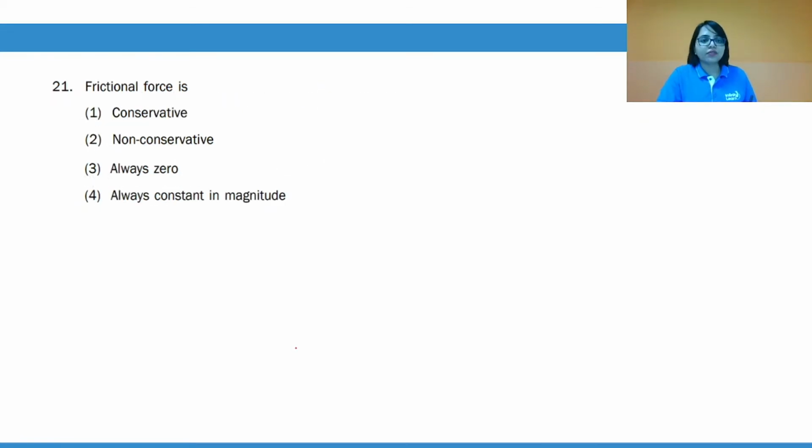Next is, frictional forces are: conservative, non-conservative, always 0, always constant in magnitude. So friction force is a non-conservative force. Why? Because the work done by friction force depends on the path taken by the particle, and in a complete round trip, the work done by friction force is not zero. There are some losses during the friction force. That is why it is non-conservative in nature. So the correct answer is option 2.